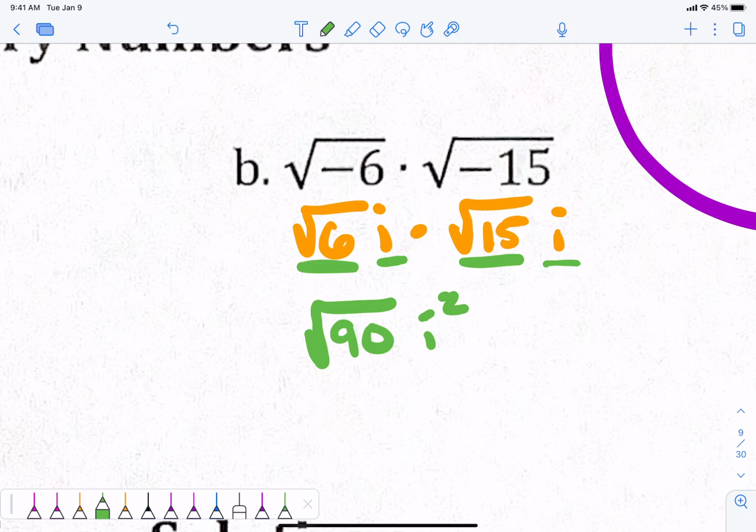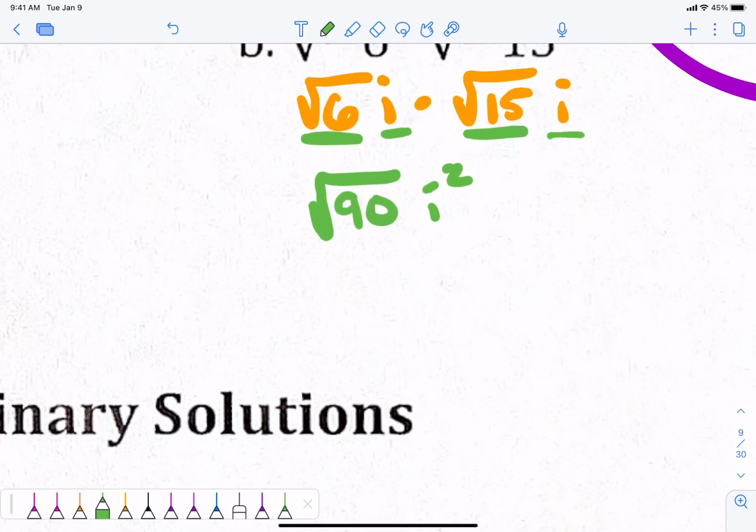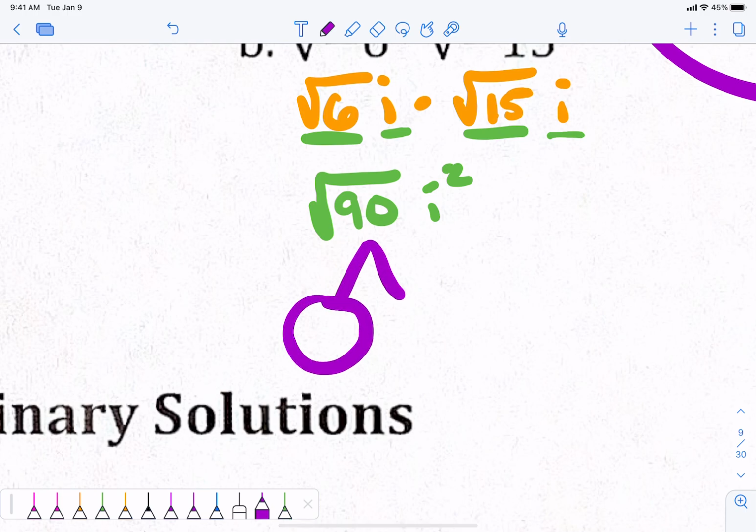So do we just leave it? Yeah, so we're going to break down 90 quick. Just wait. What goes into 90? 9 and 10, we said break down 9 and 10.